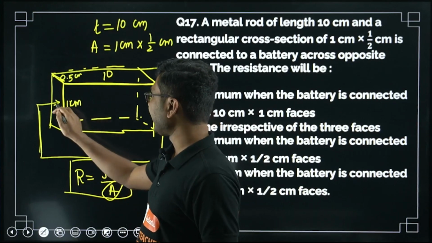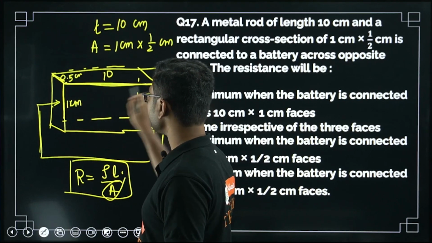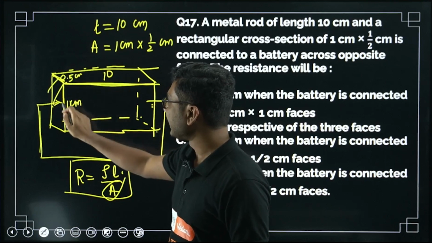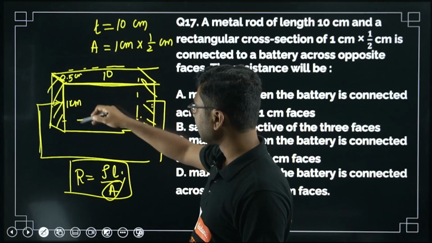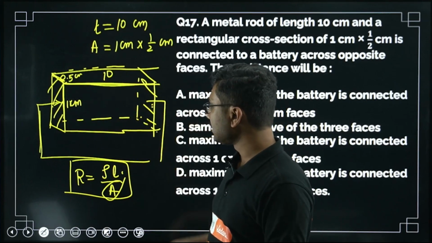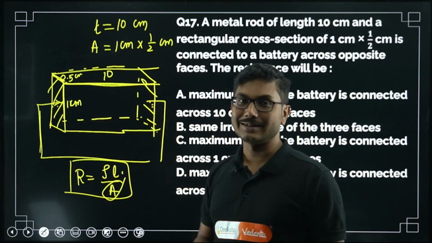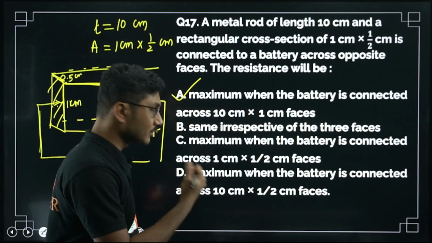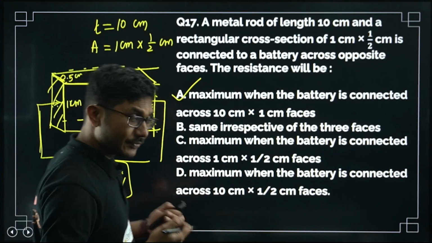Now if you connect the battery like this, obviously you are getting the maximum possible length between the connections. Also the area in this case is the minimum area. All the other areas, that is the front, this area and that area, are bigger than these two areas. So obviously the resistance will be maximum when you connect the battery in this combination. So this is the correct answer. Let's see the other options once more. Same irrespective of the three faces? Obviously this is not the same.